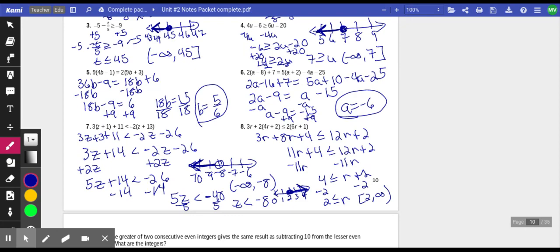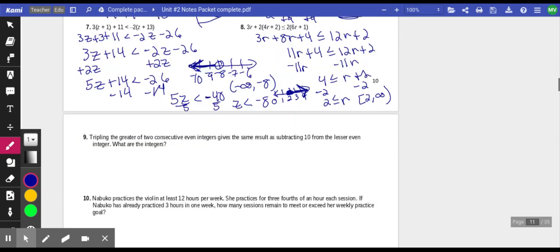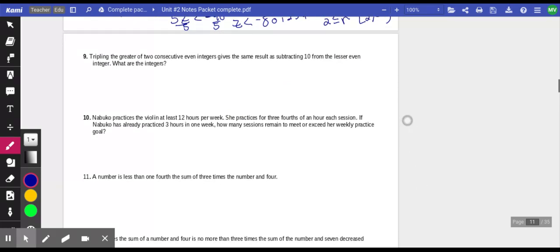If you have any questions on those, please note them. So now we're going to start some word problems.